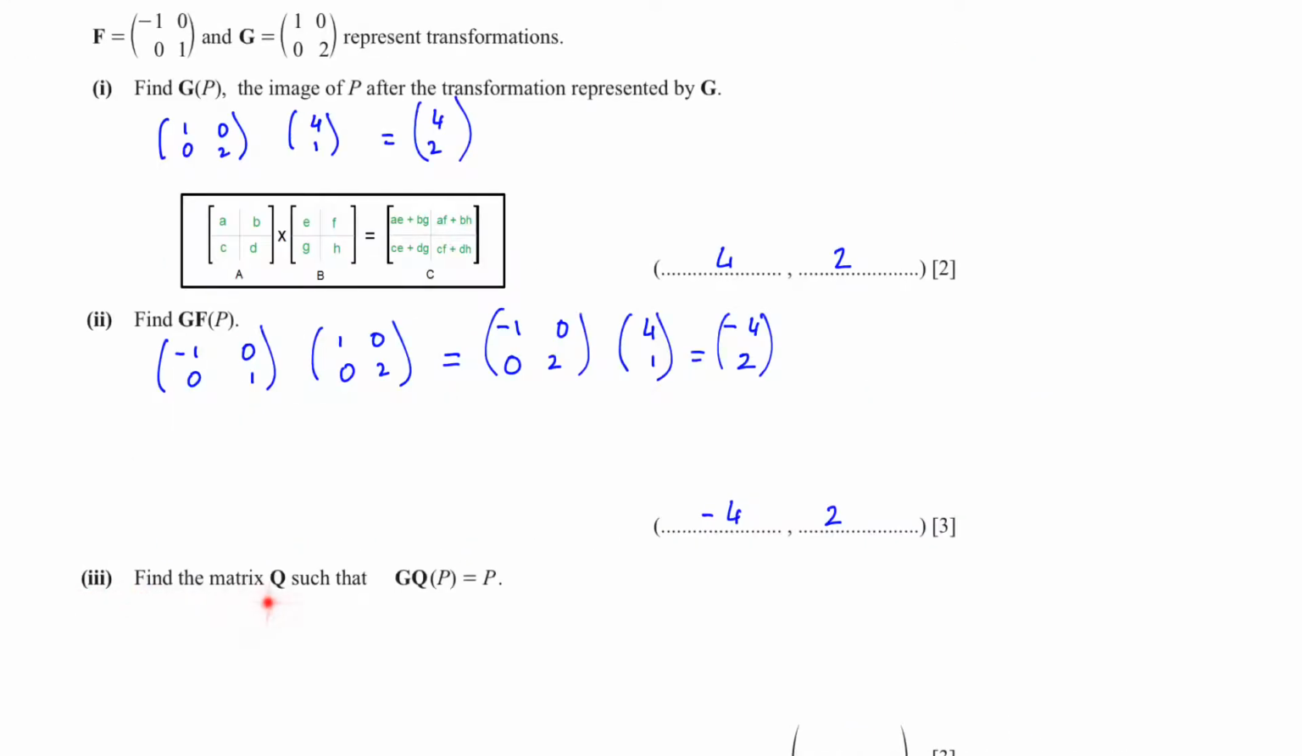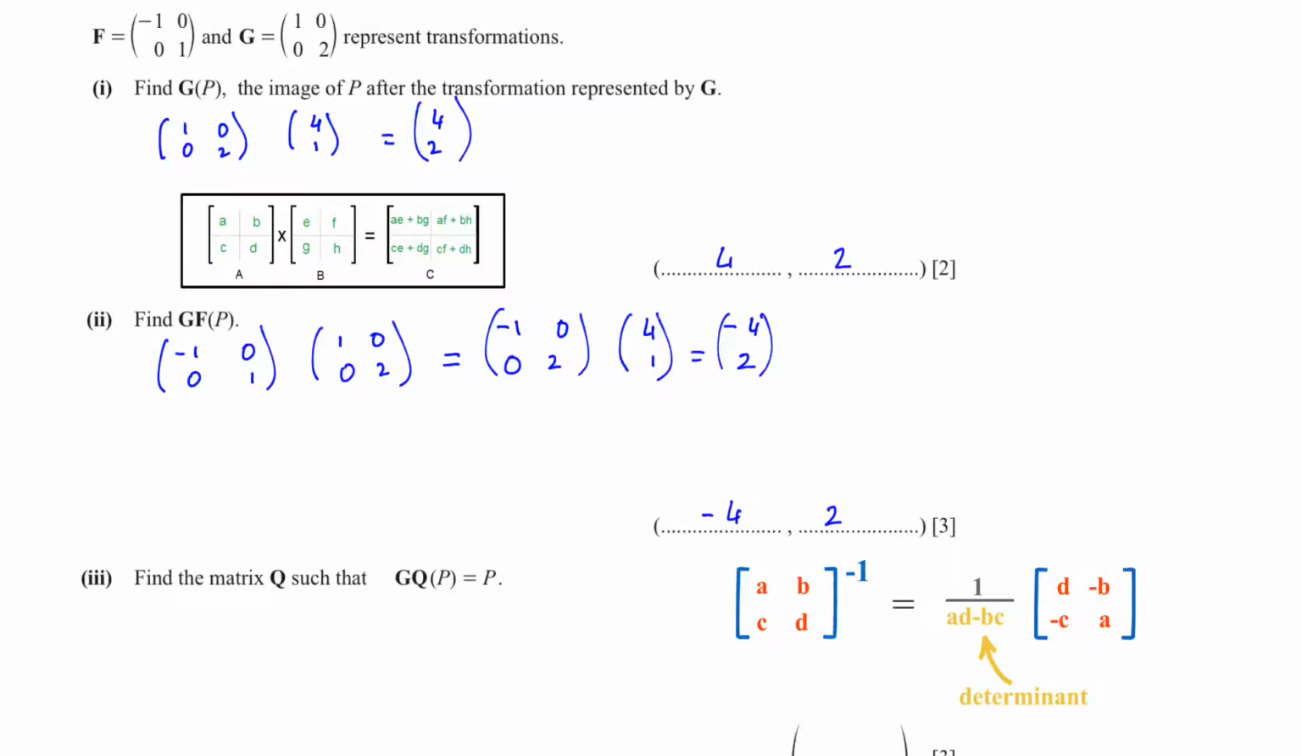D3, find the matrix Q such that G multiplied by Q multiplied by P is equal to P. If you multiply by any matrices and you get the answer itself, then that must be the inverse matrix. To find the inverse, we do 1 over the determinant. Determinant is A multiplied by D minus B multiplied by C. And for the inverse, we just shift the A with the D and change the signs of B and C.